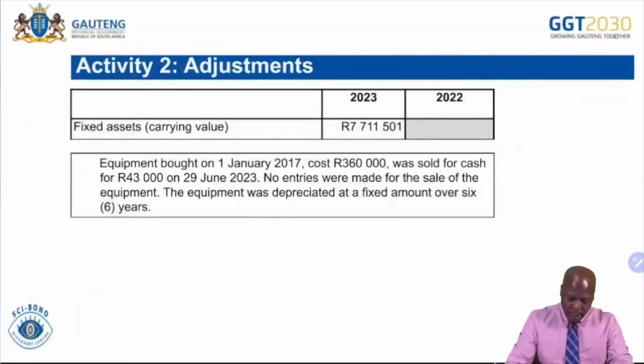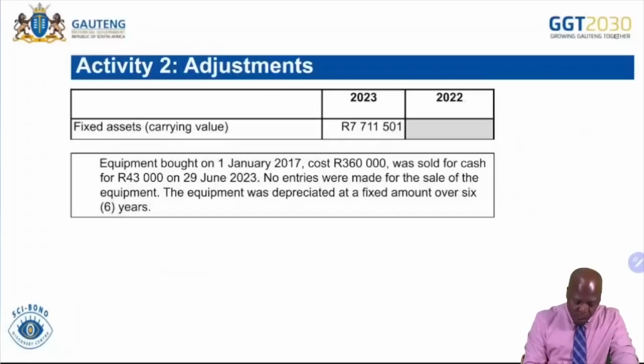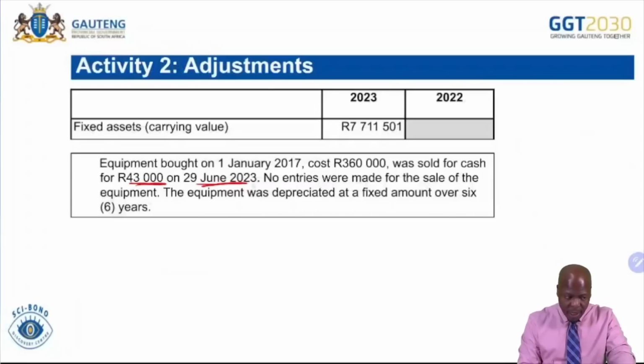Adjustment number 2 reads, equipment bought on the 1st of January 2017 cost 360,000, was sold for cash for 43,000. So we have sold some equipment here for 43,000 on 29 June. Dates are very, very important. Okay, and then no entries were made for the sale of the equipment. The equipment was depreciated at a fixed amount over 6 years.